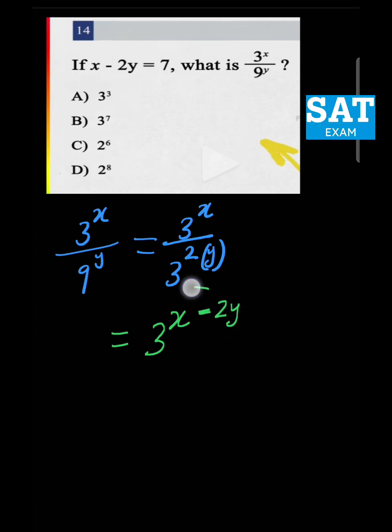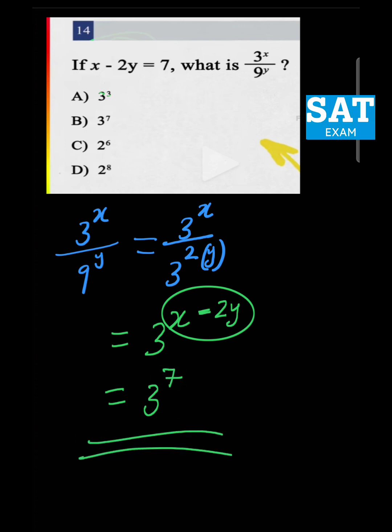Now from here, we can see from the equation clearly that x minus 2y is the same as 7. So in place of x minus 2y, we're going to replace 7. So this is going to be 3 raised to the power of 7. And here is the final answer. So option B is the correct answer.